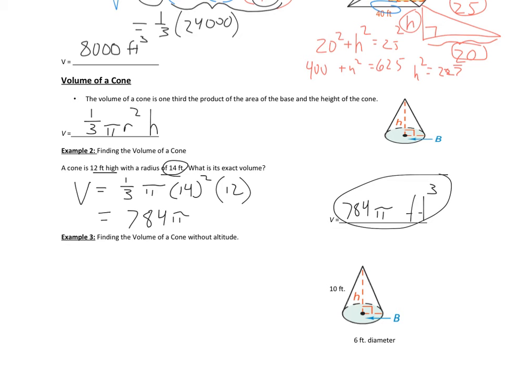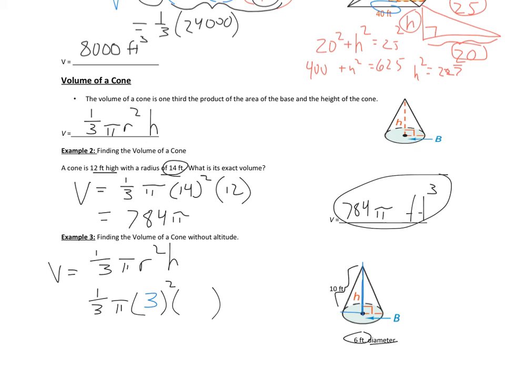And let's look at one down here without an altitude. It gives us 10 as the slant height, and it gives us 6 as the diameter. Ooh, so it gives us a diameter too. So as I go through to write this, volume equals 1/3 times pi r squared times h. I just have to find out what the radius and the height are. If the diameter is 6, the radius is 3. Got it. What's the height? Well, that's where we have a little bit of trouble.